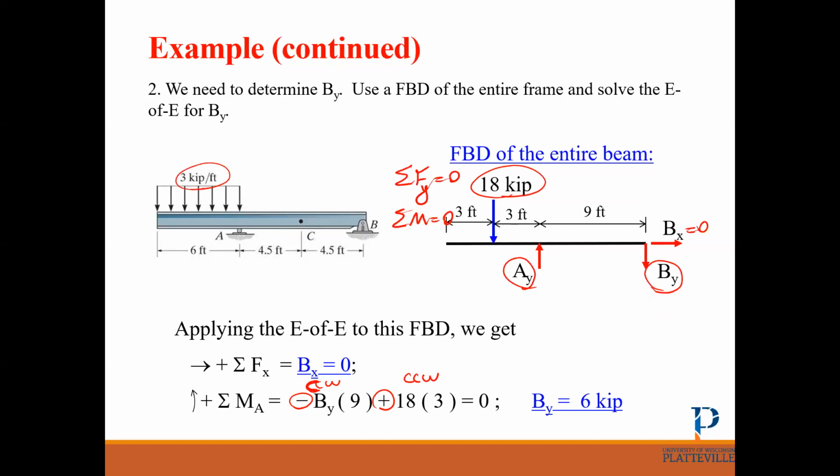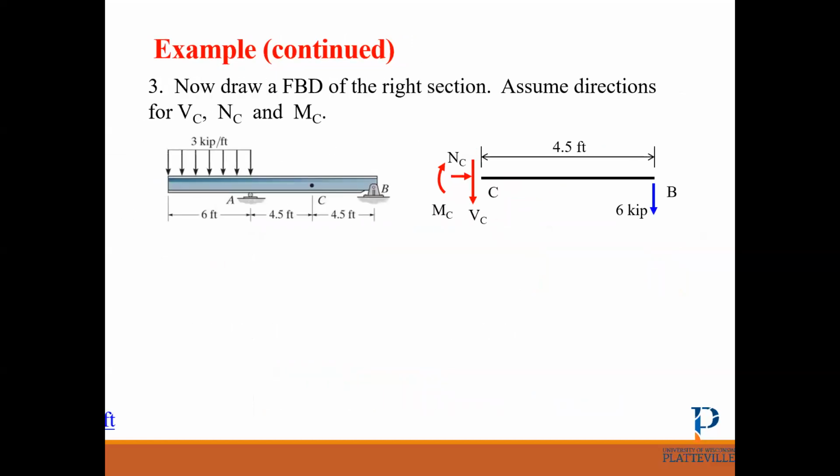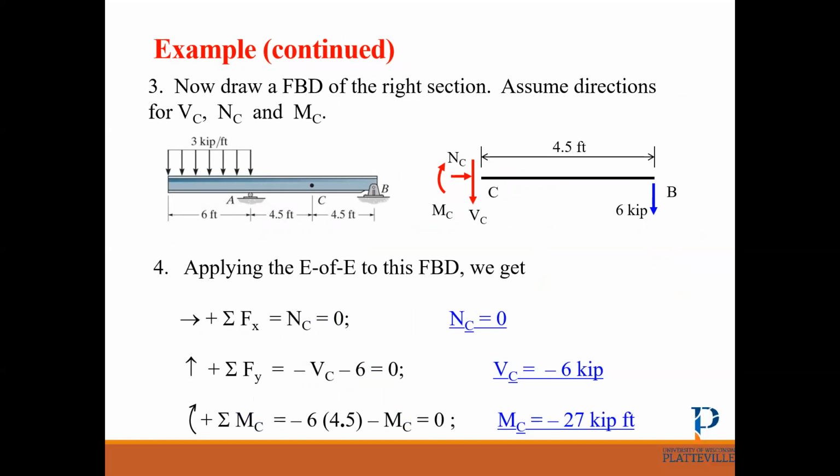How do we get these 18 kips? It's just 3 kips per foot multiplied by 6 feet. You can cancel out feet and it's 18 kips. All right, so I found By. The next step is to find Ay. I just need to write sum of Fy. All right, now I'm going to cut from point C.